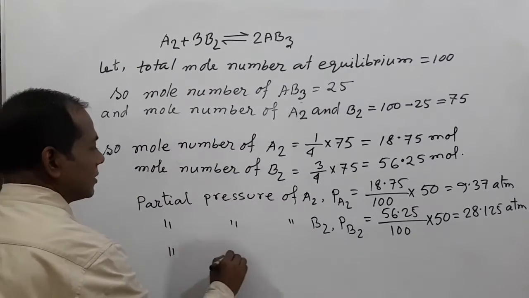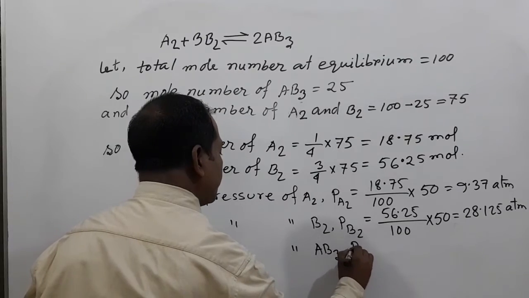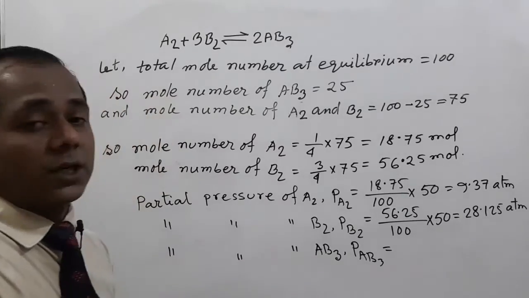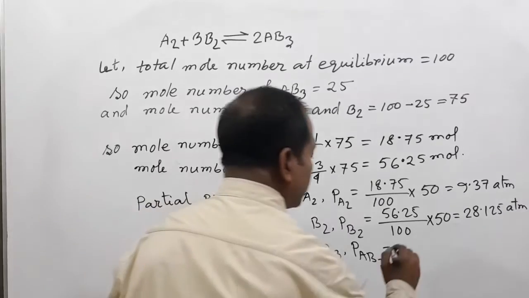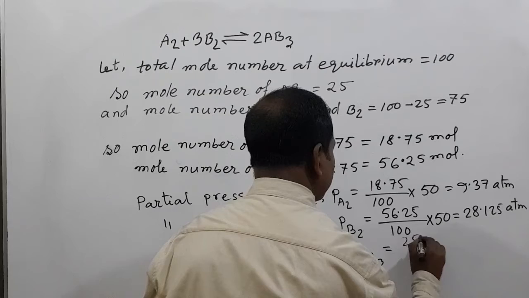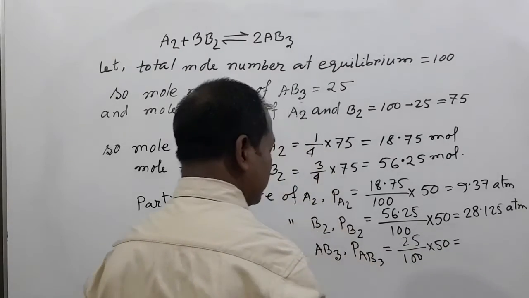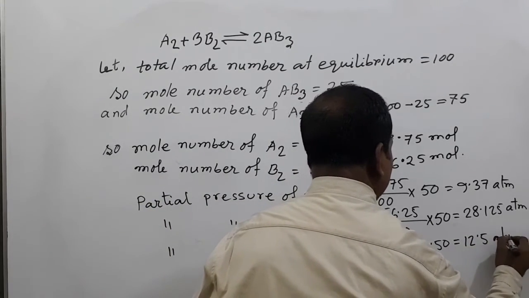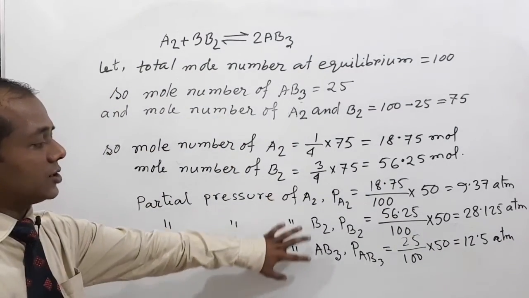And partial pressure of AB3, that means PAB3 equal to mole number of AB3 divided by total mole number of the reactant and product, that is 25 divided by 100 into 50, and the answer is 12.5 atmosphere. So we get the partial pressure of this reactant and product.